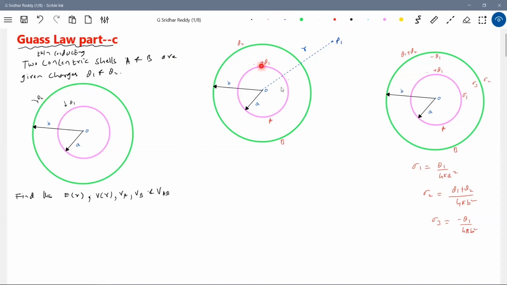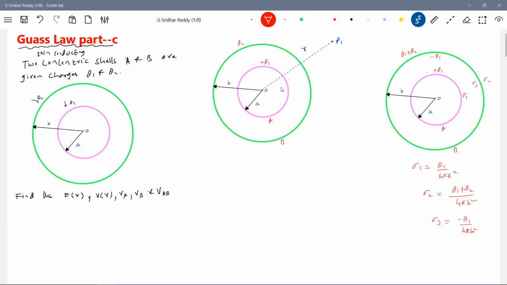Then this charge plus Q1 will be on the surface of shell A, plus Q2 charge will be on the surface of the shell. In fact, the charge will be like this: here plus Q1, here minus Q1, and here Q1 plus Q2. They'll be distributed uniformly. Actually, we have seen all that. Then when I draw a Gaussian surface, where does this whole charge appear? As the charge is distributed symmetrically with respect to the center of the Gaussian surface.